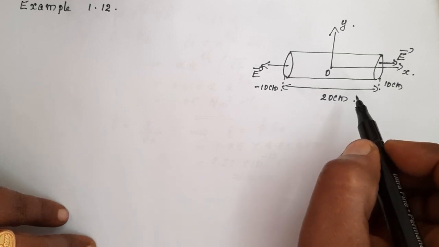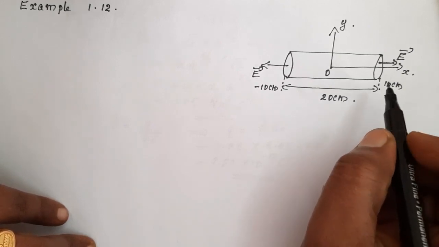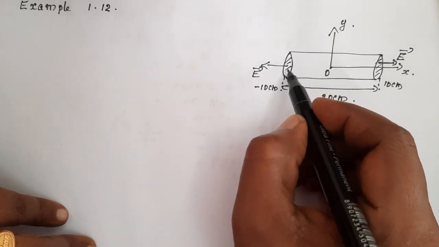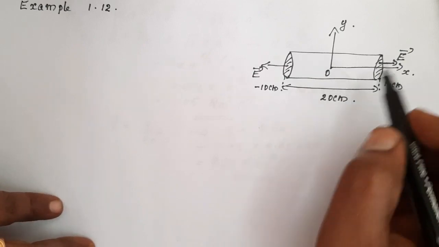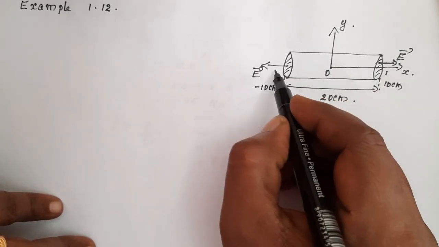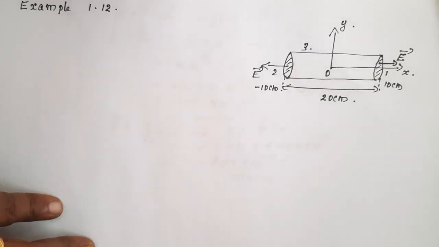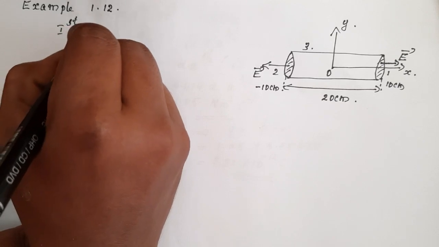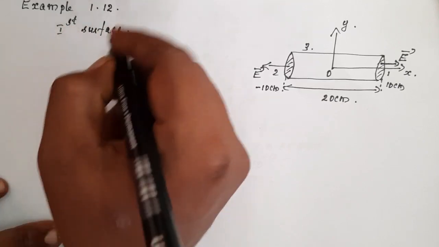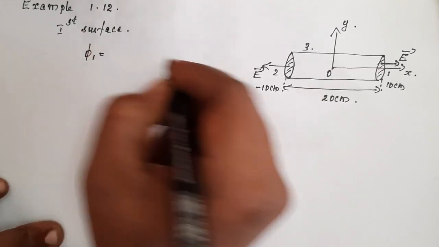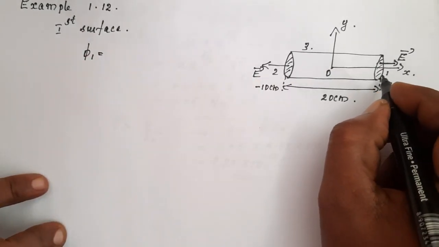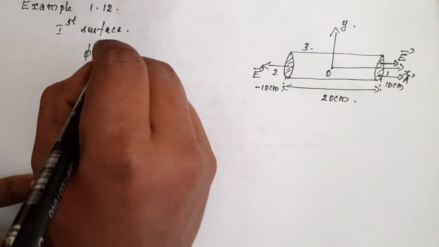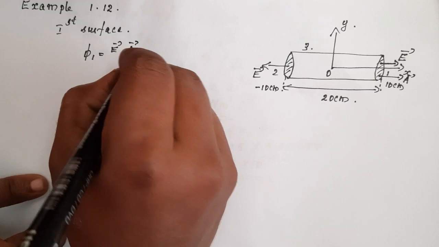Now we are asked to find the flux through each face. Let's find the flux through the base surfaces first, then we will find the flux through the curved surface. Let's number them 1, 2, 3. What is the flux through the first surface? Through the first surface, we call it phi 1. Here the electric field is in this direction and the area vector is also in the same direction. So E dot A becomes EA.